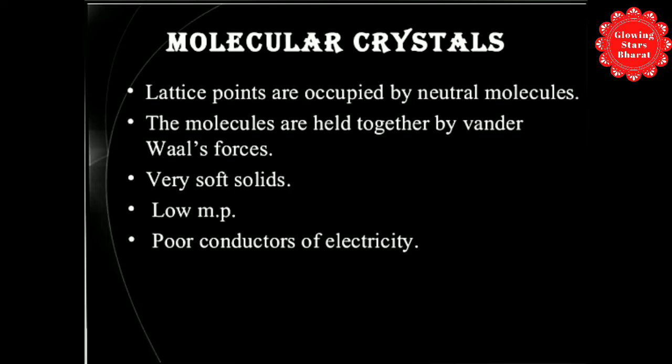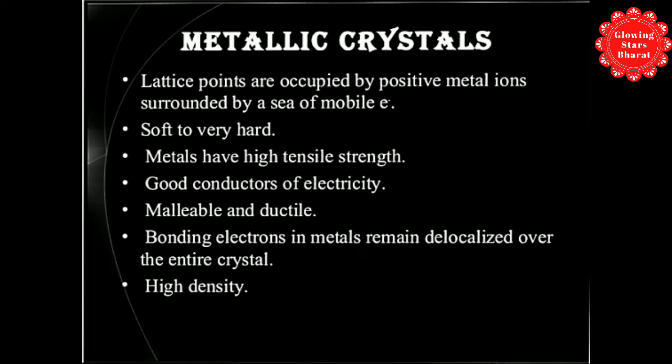Metallic crystal. Lattice points are occupied by positive metal ions surrounded by a sea of mobile electrons. Example, soft to very hard. Metals have high tensile strength. Good conductor of electricity. Metallic crystals are good conductors of electricity. Malleable and ductile nature. Bonding electrons in metals remain delocalized over the entire crystal. High density.